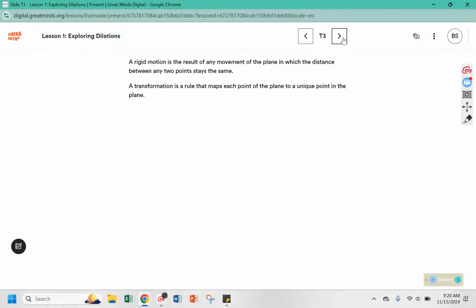And here it says a rigid motion is the result of any movement of the plane in which the distance between any 2 points stays the same. So the size stays the same. A transformation is a rule that maps each point of the plane to a unique point in the plane.